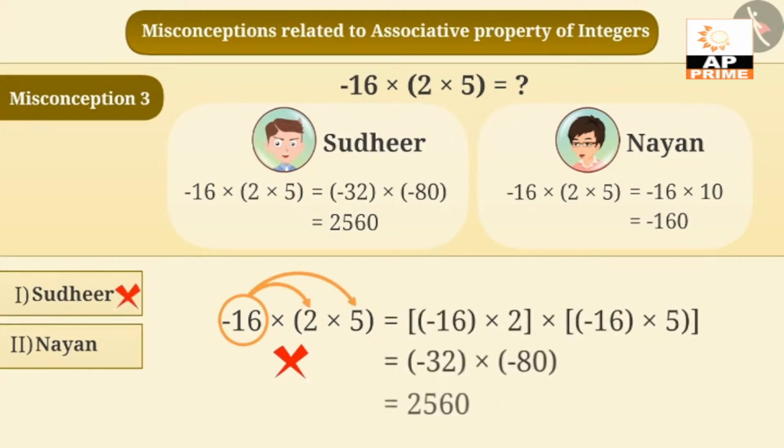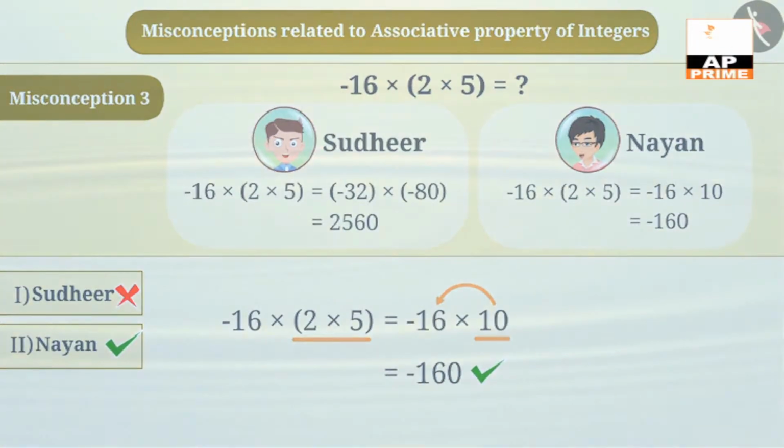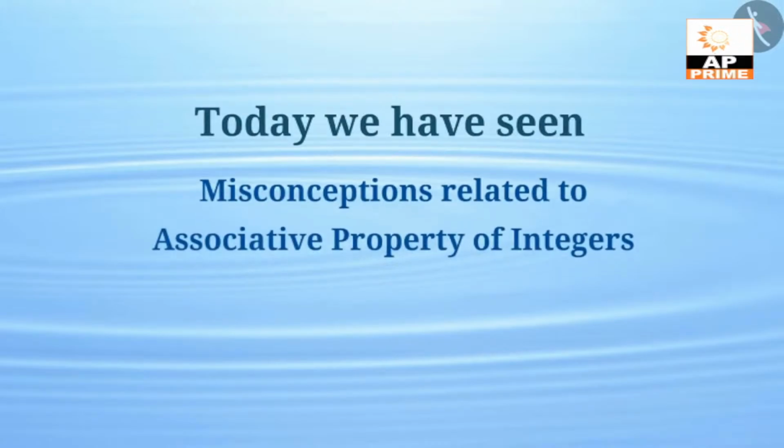Solving it this way, Sudhir obtained a wrong answer. The correct understanding is that first we will solve the expression inside the brackets and with the result obtained, we'll multiply the number outside the brackets. By doing so, Nayan has obtained the correct result. Today we have seen misconceptions related to associative property of integers.